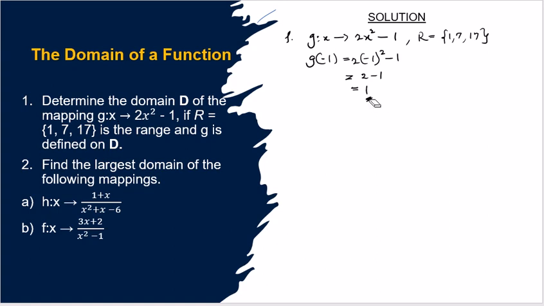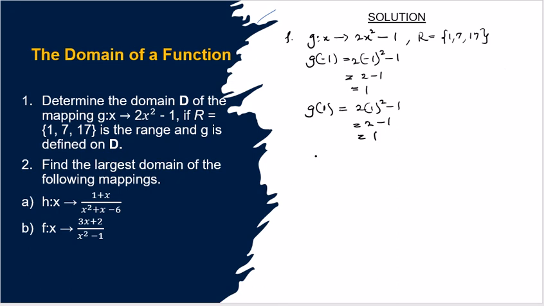Good. Not just that, we keep checking for other images. So g(1) will give us 2 into 1 squared minus 1. The same thing goes: 2 minus 1, which is 1. So you can see 1 also is an image of itself. In as much as we keep getting results found in the range, then the element chosen is a member of the domain D.